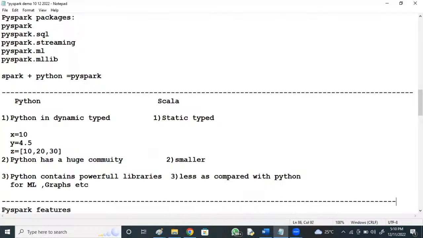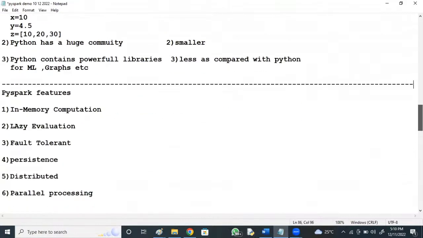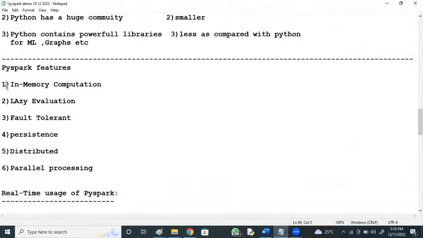And if you talk about the main PySpark features, right? In-memory computation. So within the memory level, we can just load and we can just process within the memory, right? That's why we call it in-memory computation.